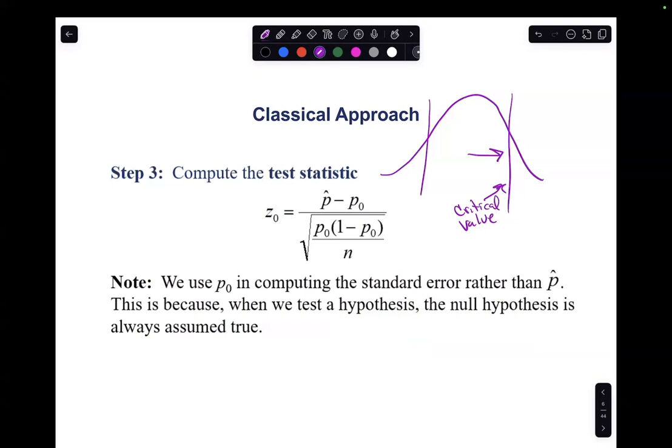And so this is the test statistic. It's that z-score of our sample. That's what we are comparing to our critical value to determine whether we have evidence to reject our null hypothesis. And that's what we're doing here.